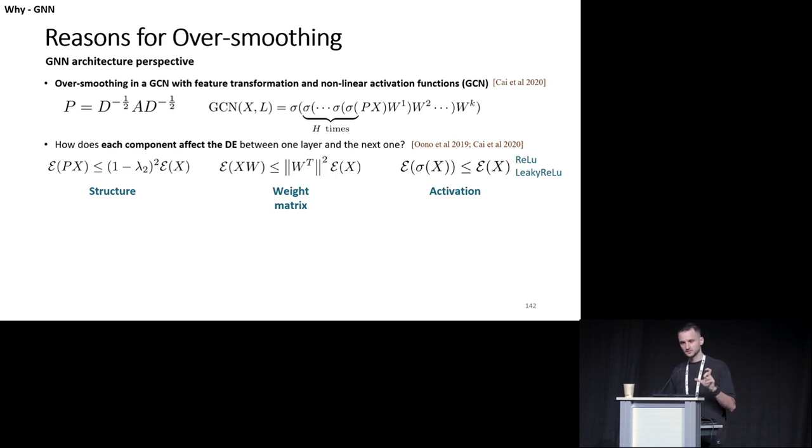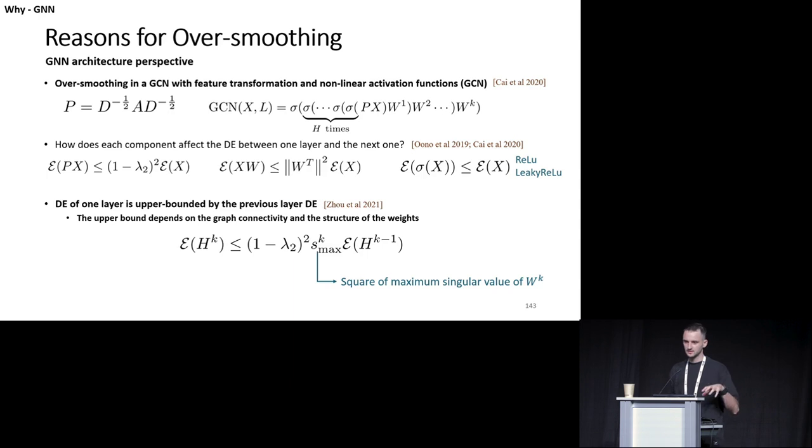They see the effect of the weight matrix, so the feature transformation matrix of the GNNs, and also the activation function. A long story short is that the Dirichlet energy, if you stack too many layers in a graph, goes down. They see the effect of how each component affects the Dirichlet energy from one layer to the other.